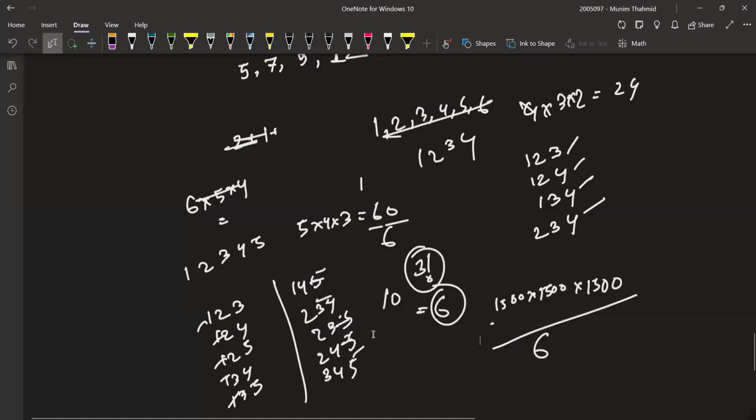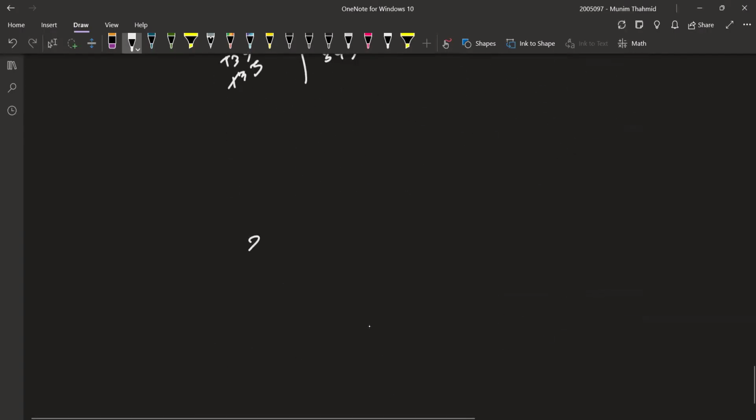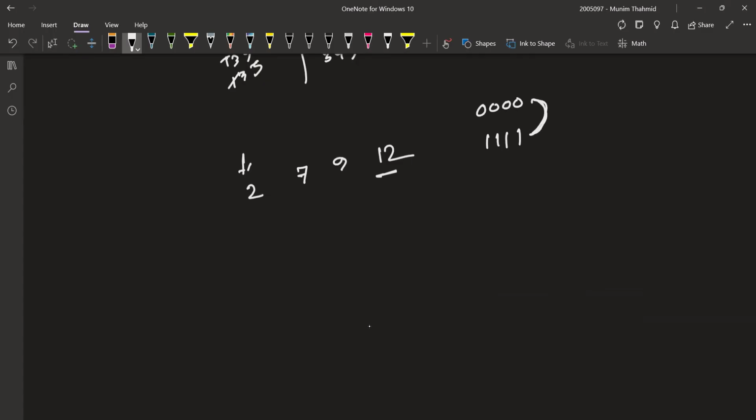We can't do proofs, but anyway, let's just focus. So 2, 7, 9, 12. As I said, the maximum is 4 digits. The maximum can be 1, 1, 1, 1. And obviously the minimum can always be 0, 0, 0, 0. From this to this.